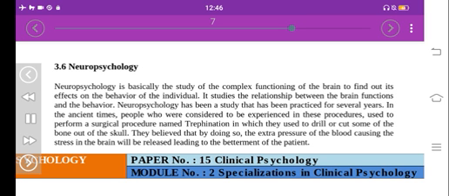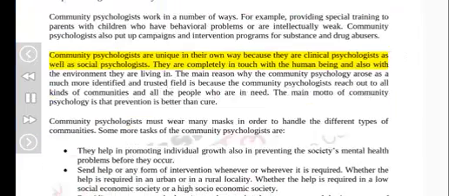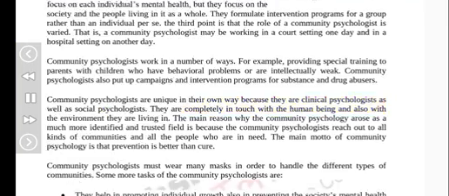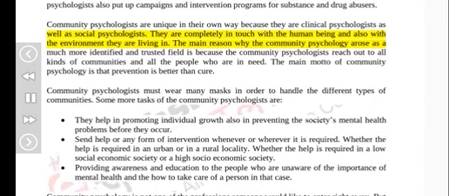Community psychologists work in a number of ways. For example, providing special training to parents with children who have behavioral problems or are intellectually weak. Community psychologists also put up campaigns and intervention programs for substance and drug abusers. Community psychologists are unique in their own way because they are clinical psychologists as well as social psychologists. They are completely in touch with the human being and also with the environment they are living in.